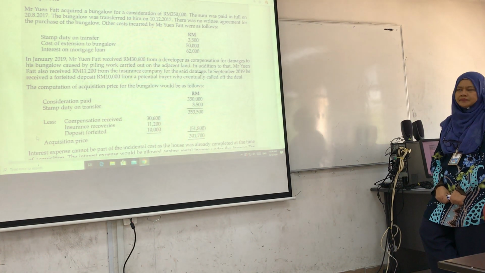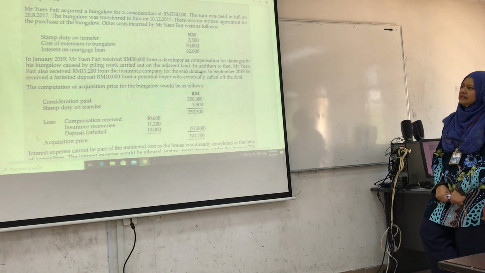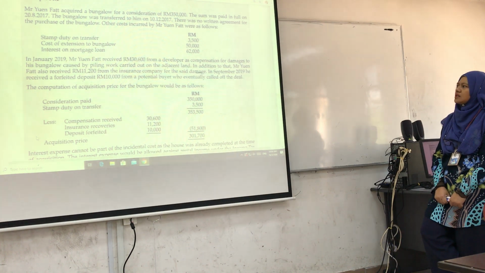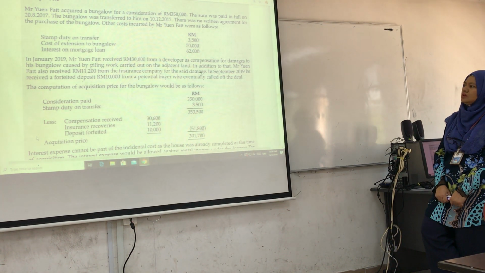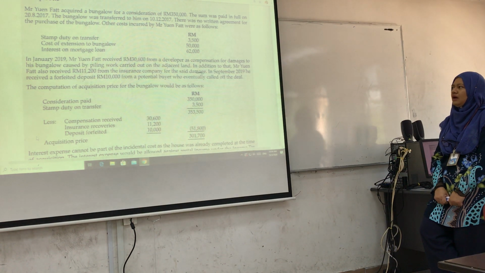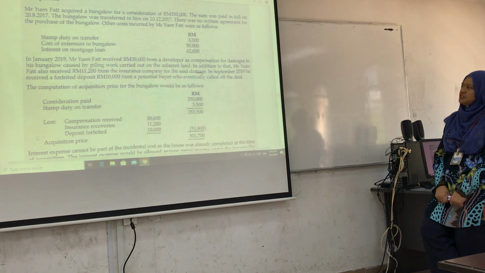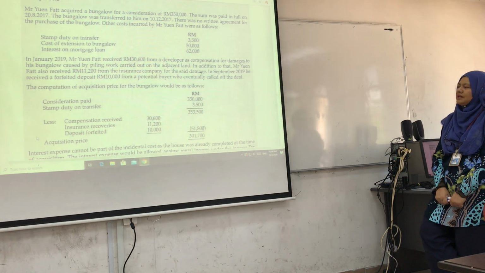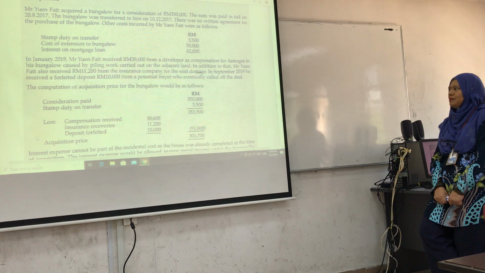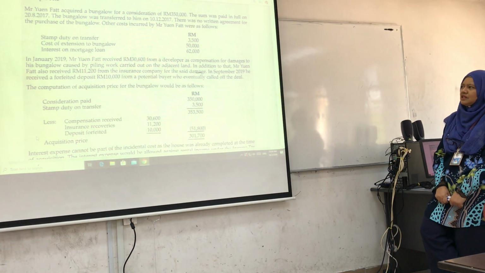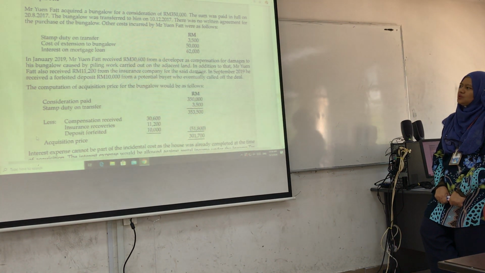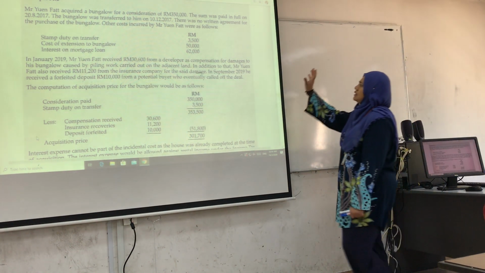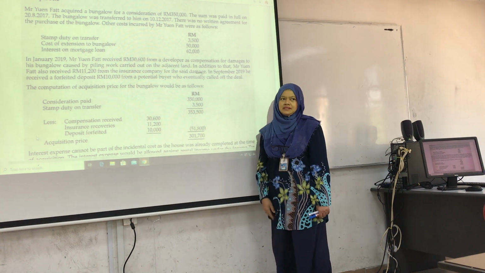In January 2019, Mr. Yuan Fat received 30,600 from a developer as compensation for damages to his bungalow caused by piling work carried out on the adjacent land. In addition to that, Mr. Yuan Fat also received 11,200 from the insurance company for the said damage. In September 2019, he received a forfeited deposit of 10,000 from a potential buyer who eventually called off the deal. See? So all this information will allow you to compute the acquisition price.